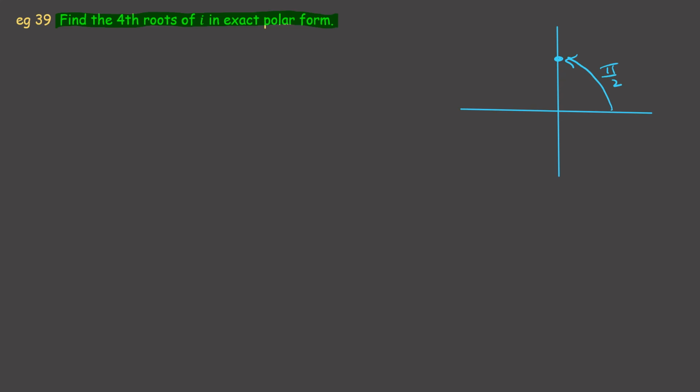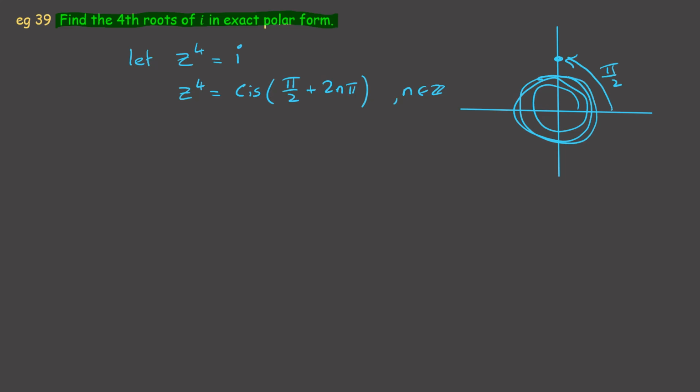So we're going to say let z to the 4 be equal to i. And then z to the 4 would be equal to cis pi by 2 plus 2n pi. We should really specify here n is an integer. I might actually forget to do that at times, but you should do that. And that's just simply because it doesn't matter how many times we go around, once we land back there, we're on i. And that's what the 2n pi is all about.